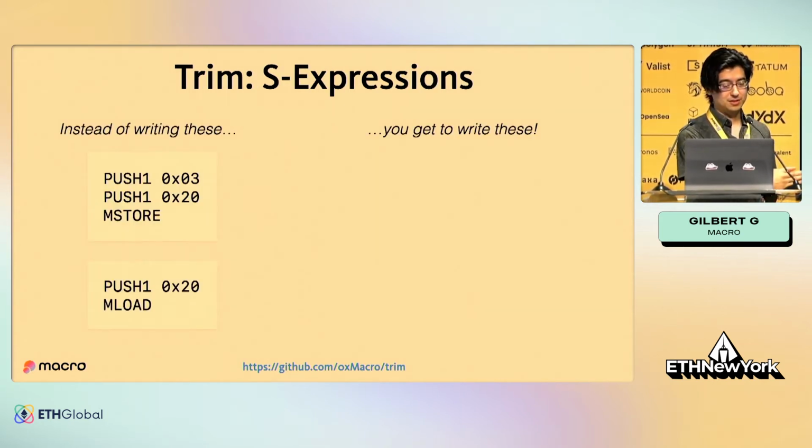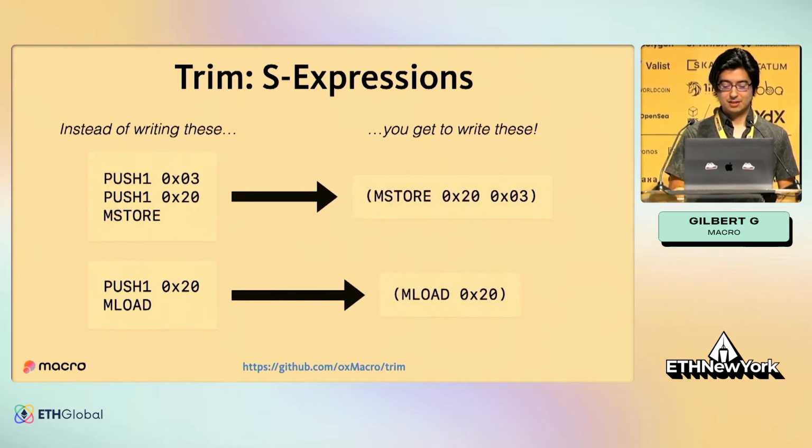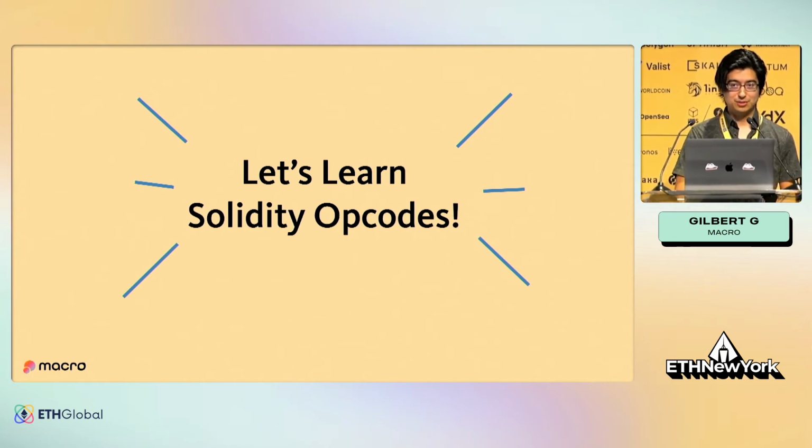So on the left, we have what we just learned. We have opcodes, some data associated with that. Now, what we want to write instead is this syntax. So S expressions, every time you have a parentheses, the first item is going to be the opcode, and then the items after that are just going to be arguments to that opcode. And in this case, if you have data, you can just write the number instead of having to say push 1, push 2, or whatever. And that's it. That's all we're going to learn for now. Now we're going to move on to tying this opcode knowledge to Solidity itself.